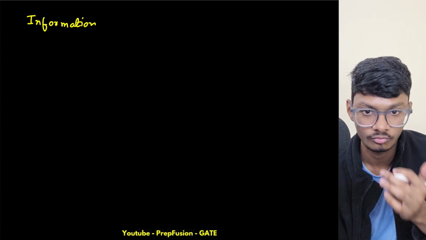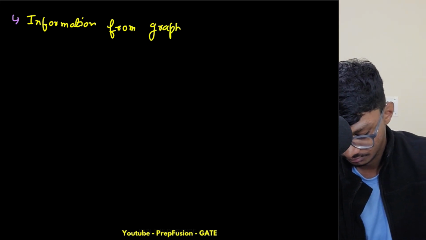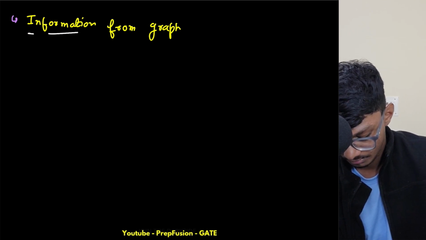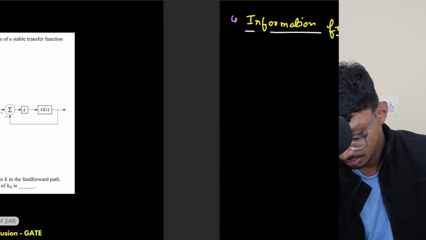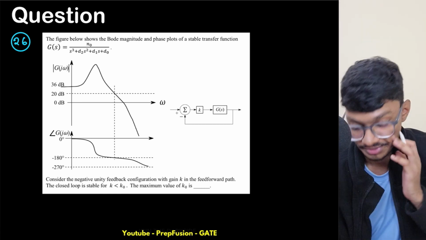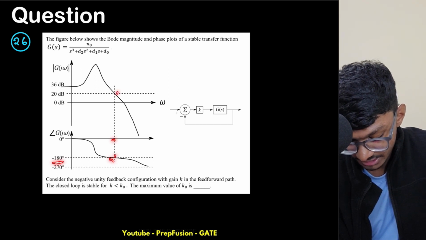Obviously you will do this much faster when you know which information to take and which to ignore, but for now we don't know. After solving many questions, you will understand which ones to ignore and which ones to take. Okay, information from graph. Here they have given us the phase at this particular frequency, and at the same frequency they have given us a gain.